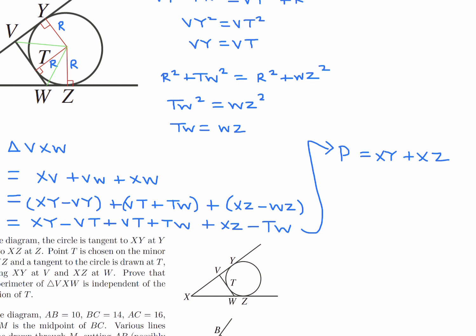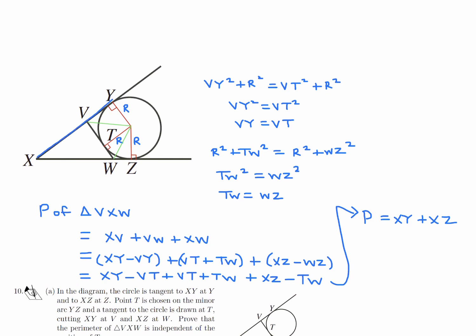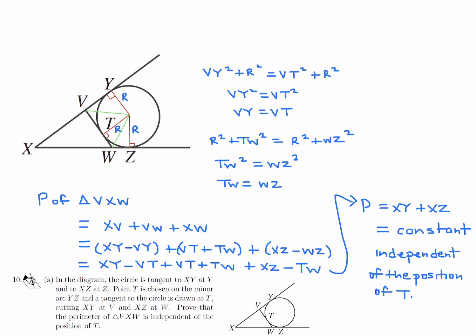And XY plus XZ, if you go back to the diagram, here's XY and here's XZ. They are completely independent of where T is. T could be anywhere. T could be here, it could be here, it could be here. It doesn't matter. Where T is is irrelevant to the values of XY and XZ. XY plus XZ is a constant. It's always the same, regardless of where T is. So that completes our proof that the perimeter of triangle VXW is always a constant, independent of the position of T.